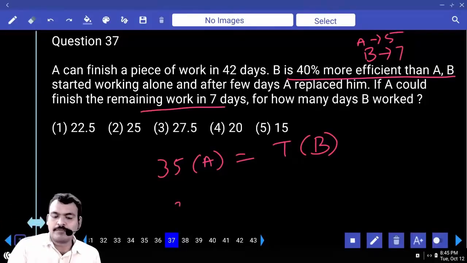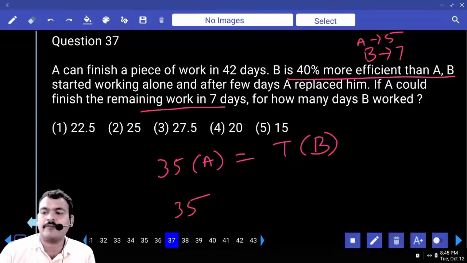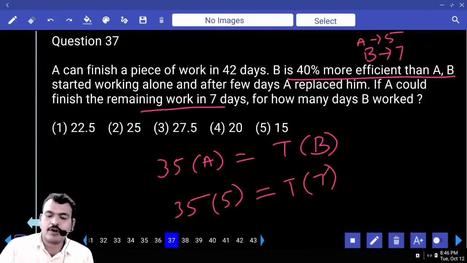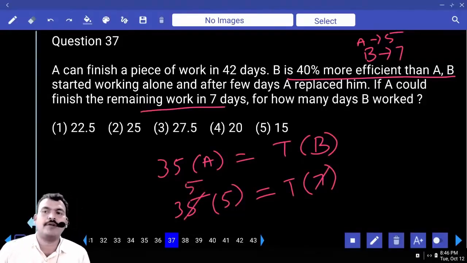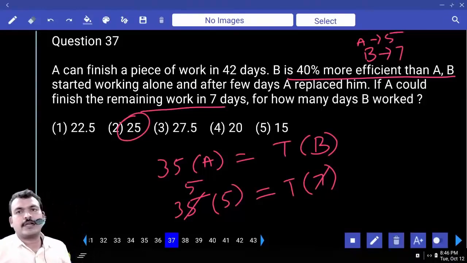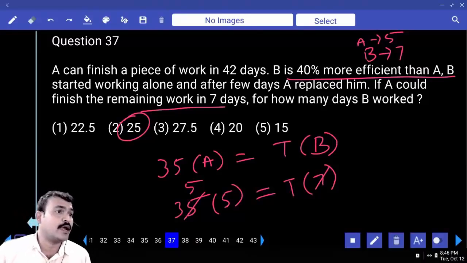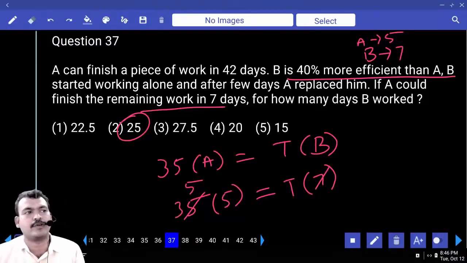Okay. Then 35 days' work of A, what is the A efficiency? 5 parts, or not? Equal to 10 days' work of which one? B. What is the B efficiency? 7 parts, or not? Okay. 7 how many times? 5 times. 5 into 5, 25. First completed work is B, but the remaining work is done by A. Means the remaining work of A is also equal to which one? B's some days' work, or not?